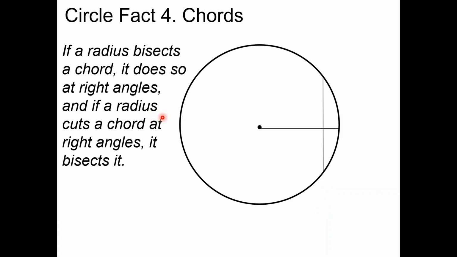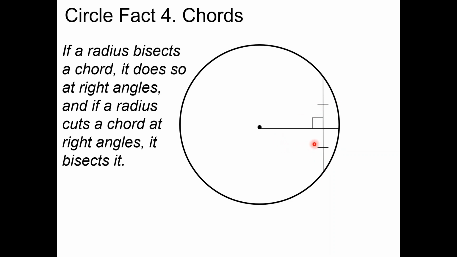The fourth fact is that if a radius bisects a chord, it does so at right angles. And if a radius cuts a chord at right angles, it bisects it. What we are saying is that if we have a circle and we have a chord, let's say AB, and then we have a radius that divides this chord into two equal parts. From here to here is the same as from here to here, denoted by these signs.